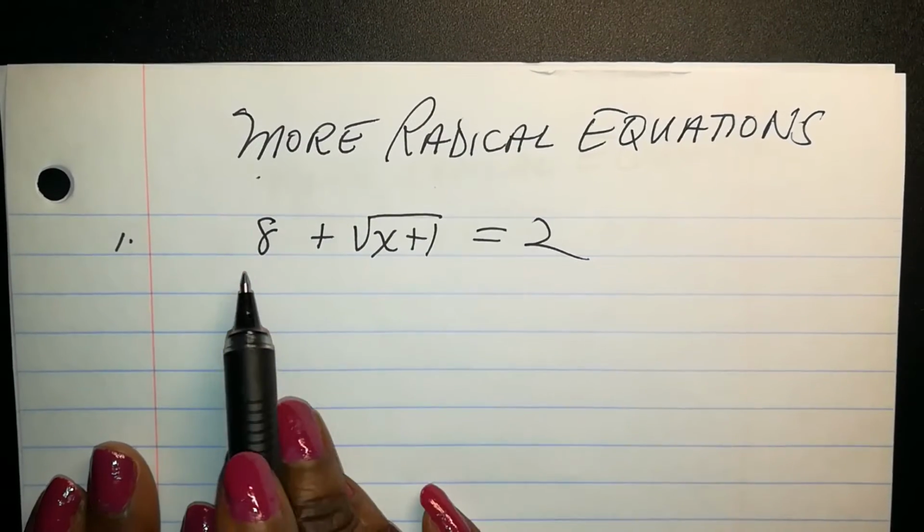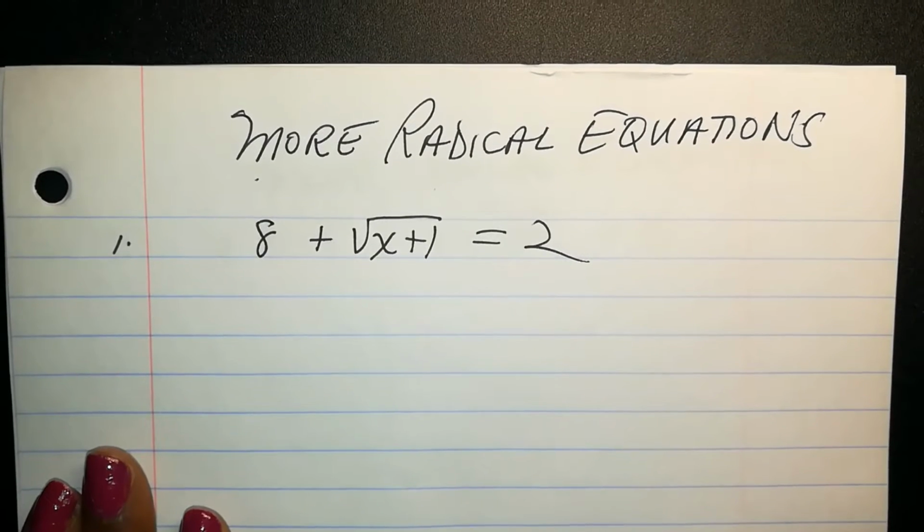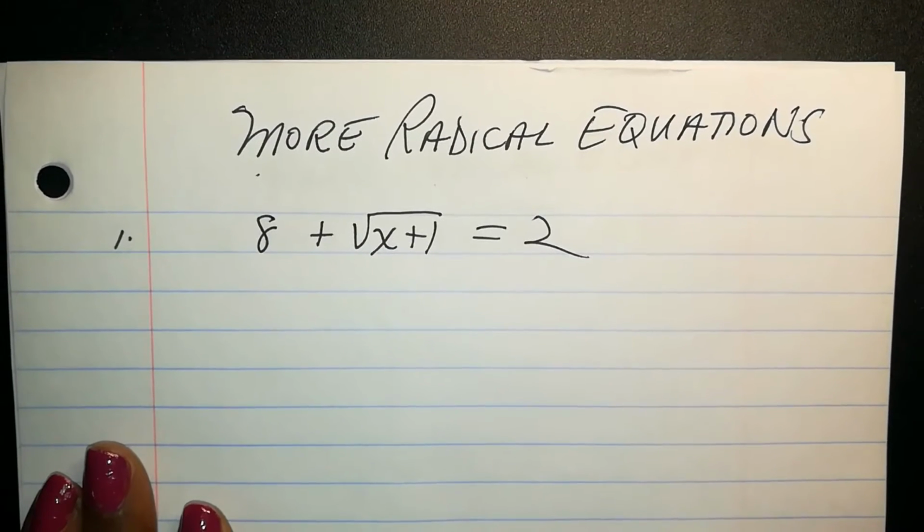Next thing, I see that there's an 8 on one side of the equal sign. That's not going to help us too much sitting there. So we need to do something called isolate the radical. When we say isolate, we mean get it on one side of the equal sign by itself. Try your best to move it so that it's by itself.